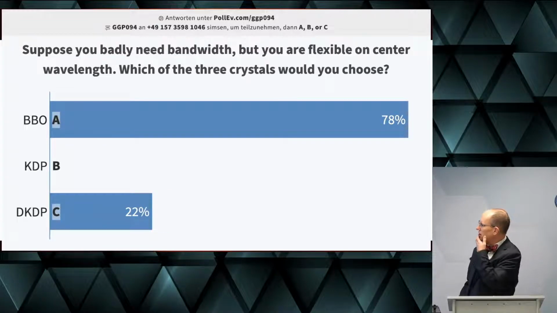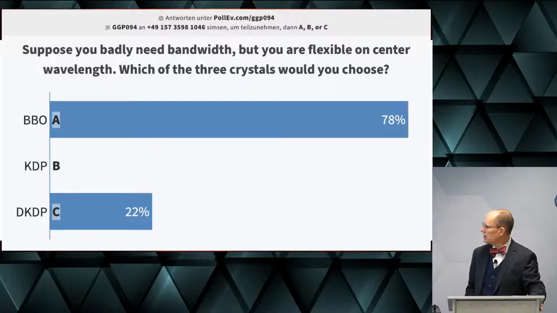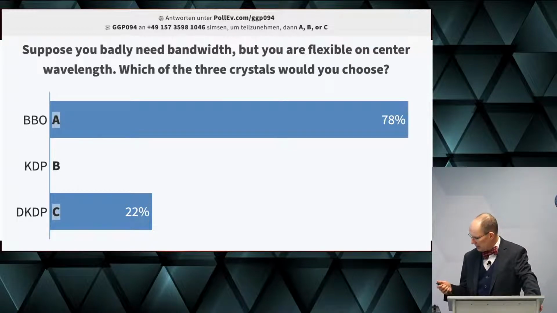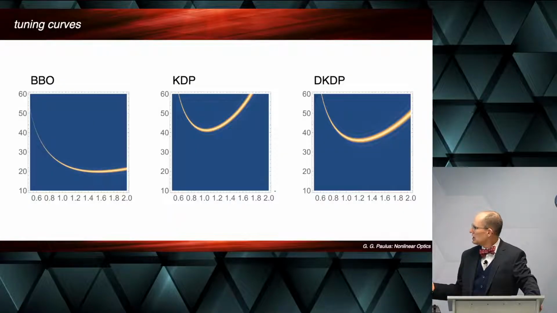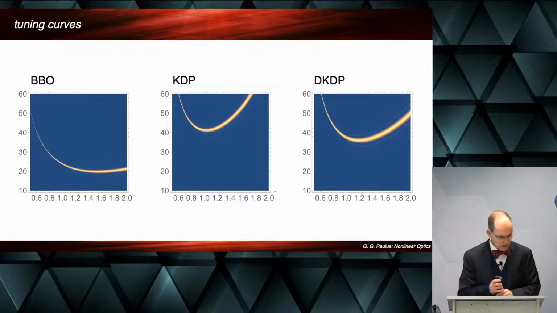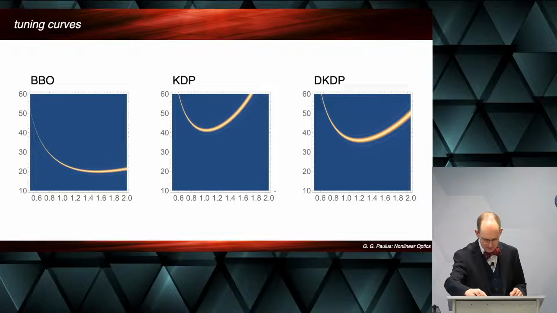Yeah, so most of you choose BBO and some DKDP. I have a guess why this is so. Right, so because some think this curve has a broader width than this one here. Yeah? But actually the point is, if you need bandwidth, then you're interested, of course, in a flat curve here. Right? So BBO would be the correct answer.